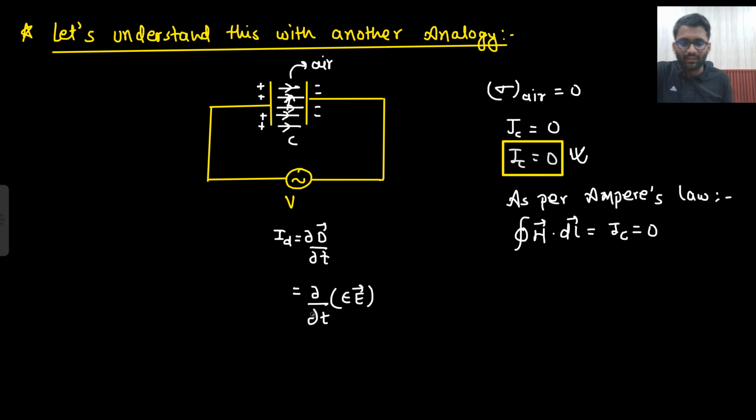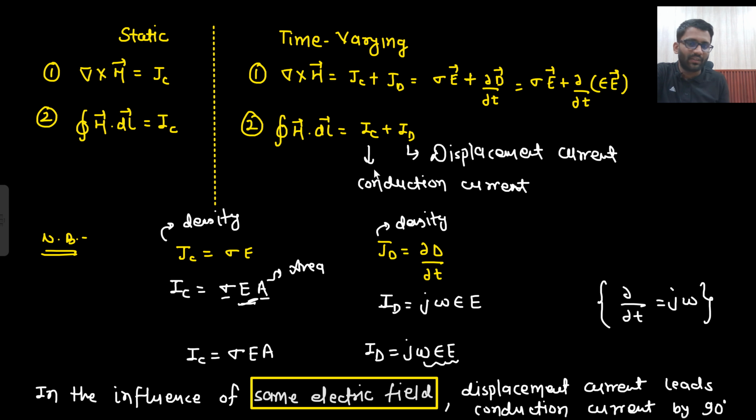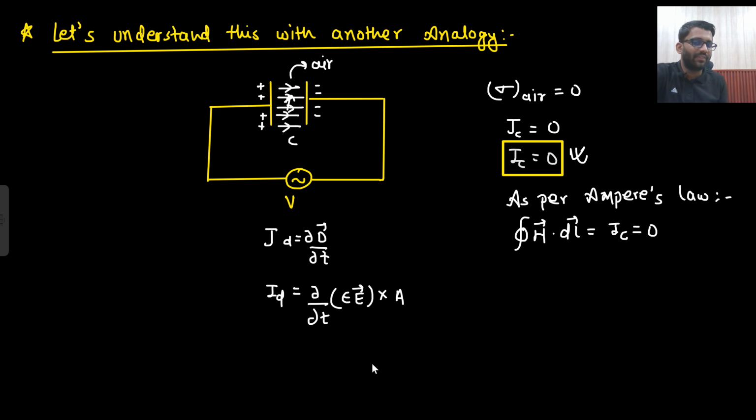Sorry, really sorry. This was not the current, this was the current density. If this is the current density, then what will be the current? Into the cross section area of the plates. For finding the current, we need to multiply with area as well. Here also I forgot to multiply with area, really sorry. So you have to multiply with area as well.